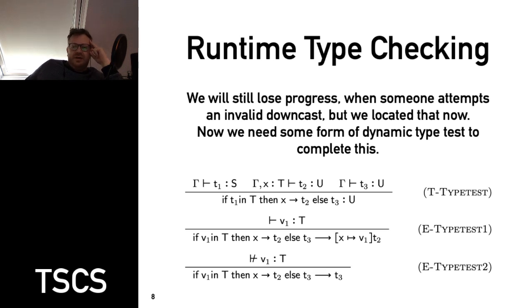So this says, okay, you have two different cases. Either v1 is well typed as T, or it isn't. And if it is, then you exchange x by v1 in t2. This is why there's this little arrow. Otherwise, you just use t3. So now you have a backup plan when your runtime type check fails during downcasts. Now we can use this in the downcasts.